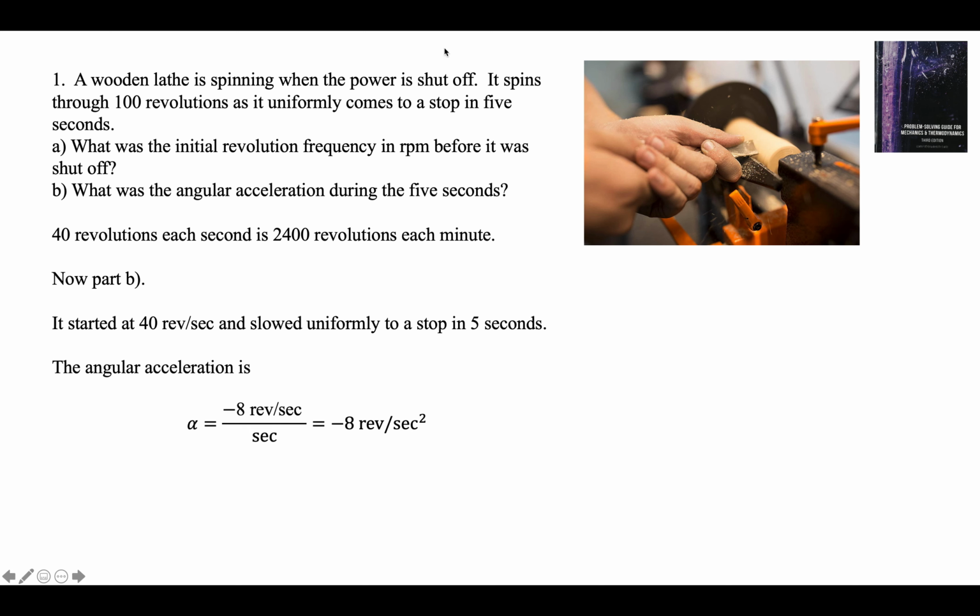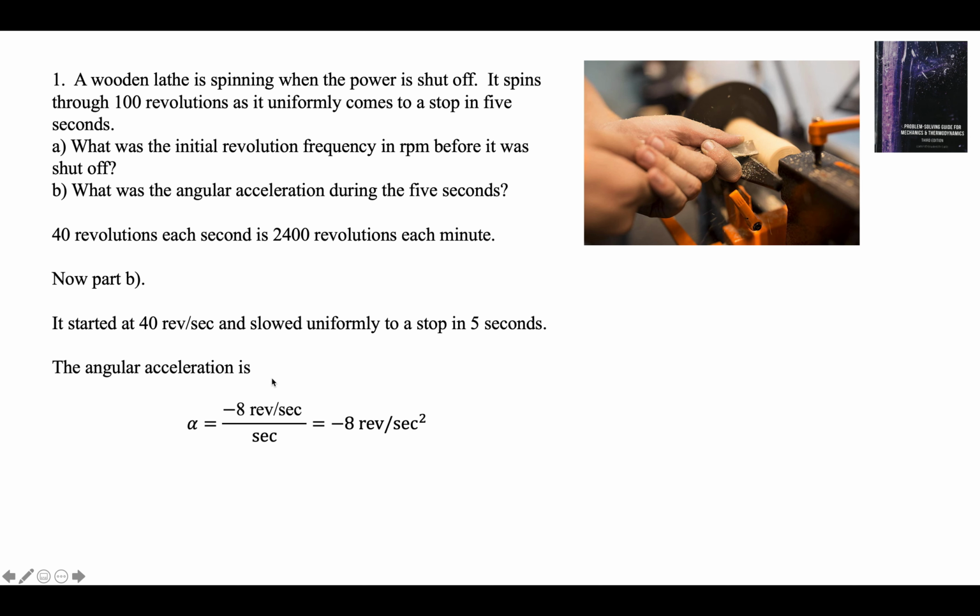So I like to write it like this, minus 8 revolutions per second each second. Conventionally, it's written like this, but the problem is second squared is very non-intuitive. So it slows down by 8 revolutions per second every second.